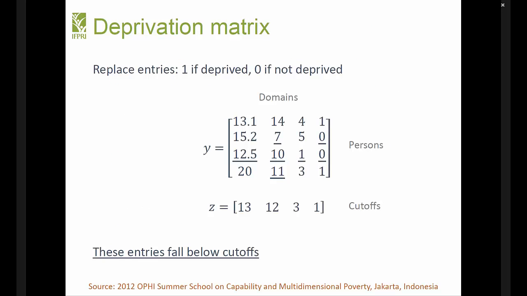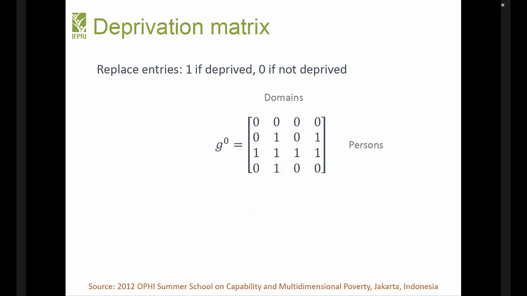So this is just an example. Of course, we have 4 dimensions in our example. So going back, what we do is we replace the entries: 1 if deprived and 0 if not deprived, right? So we're doing sort of like the headcount, but this time we're doing it in a matrix. Here I underlined all the entries that were under the cutoff, and we replace those entries with 1 if deprived, 0 if not deprived. So that's what it looks like. This is our G0, and this is what we call our matrix of deprivations.